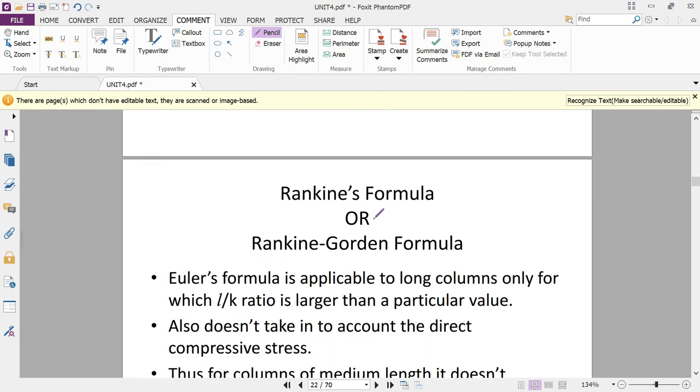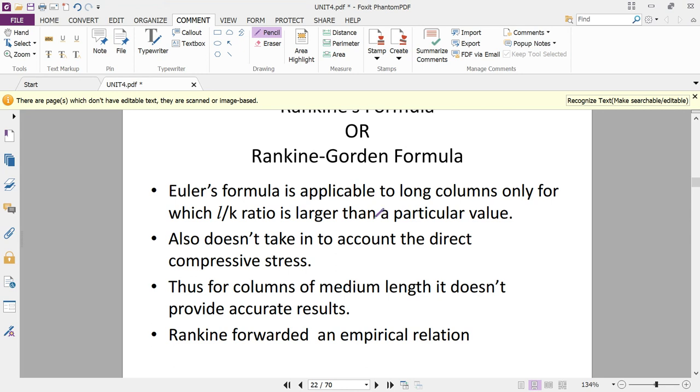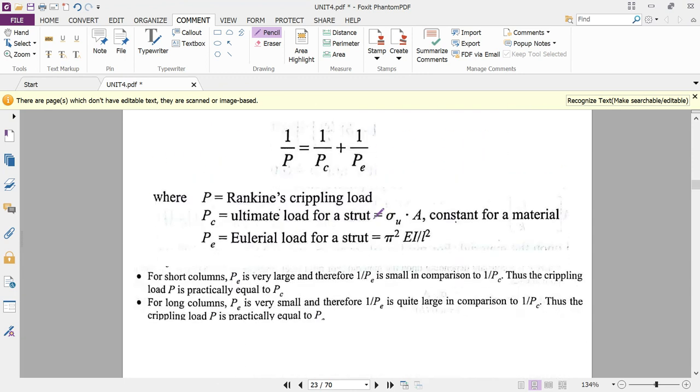Now let us see the second theory, that is the Rankine's theory. It is called the Rankine formula or Rankine-Gordon formula. So what are the assumptions of this particular case? Euler formula is only applicable to long columns for which L by K ratio is larger than a particular value. Also it doesn't take into account the direct compressive stresses. Thus for columns of short or medium length, it does not provide an accurate result. And Rankine put forward an empirical equation. So this is the modified equation of Rankine.